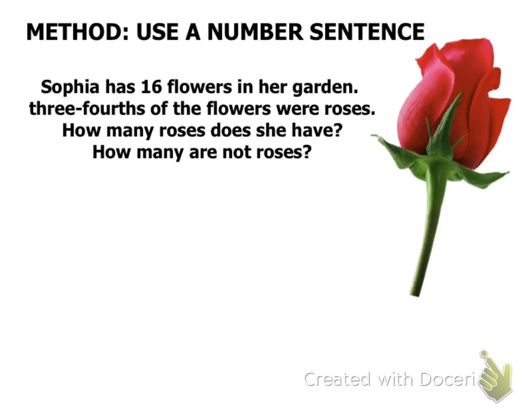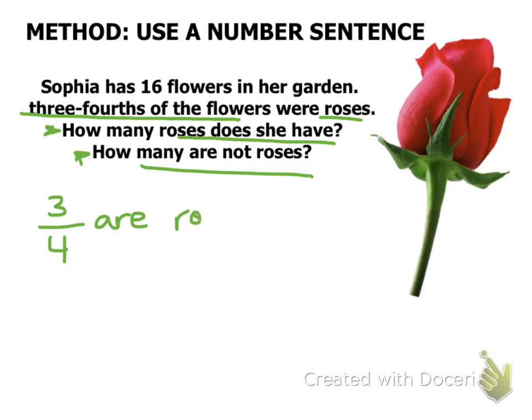So if you think about using the MPI protocol or the I know chart, you first have to just figure out what's the question we're asking. So the first question is, how many roses does she have? And then the second question you have to answer is how many are not roses. Some important parts of this problem would be that 3/4 of the flowers are actually roses.